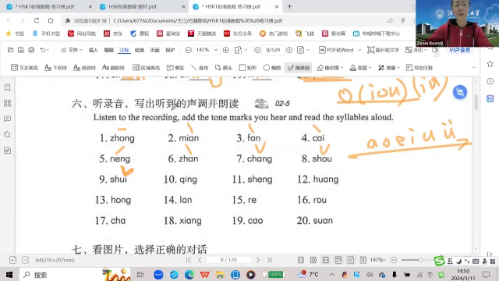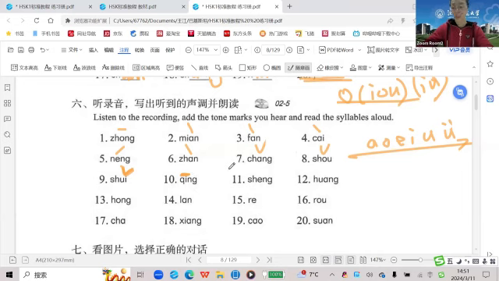轻. Which tone? Second tone, third tone? Second tone? First tone is correct. 轻, and we should mark the tone above the alphabet E, and the dot should be omitted. Okay? 轻. Okay, number 11.